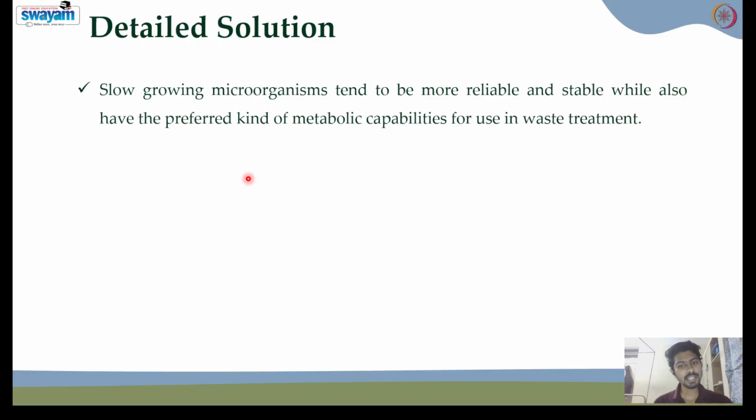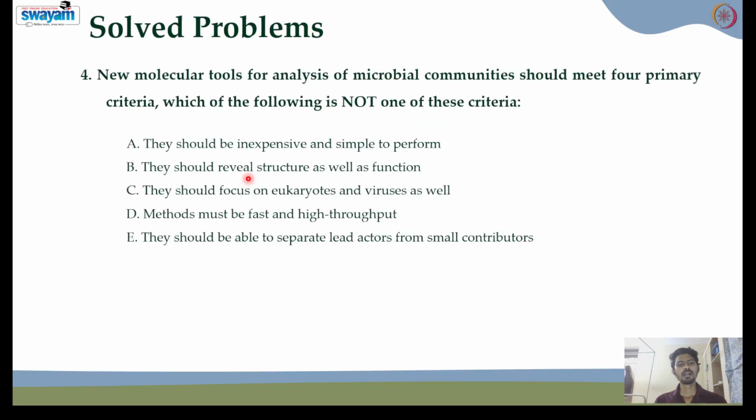So we will move on to the next question. The next question is: new molecular tools for analysis of microbial community should meet four primary criteria. Which of the following is not one of these criteria? So I will repeat the question. There are four primary important criteria for developing any new molecular tools. But among these options, one is not one of the primary criteria.